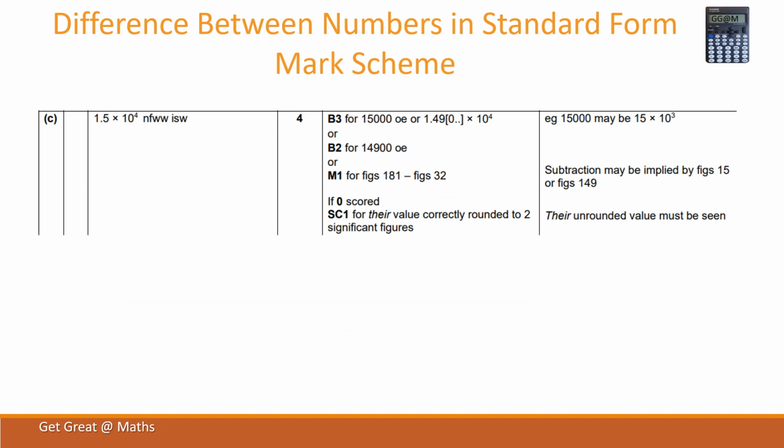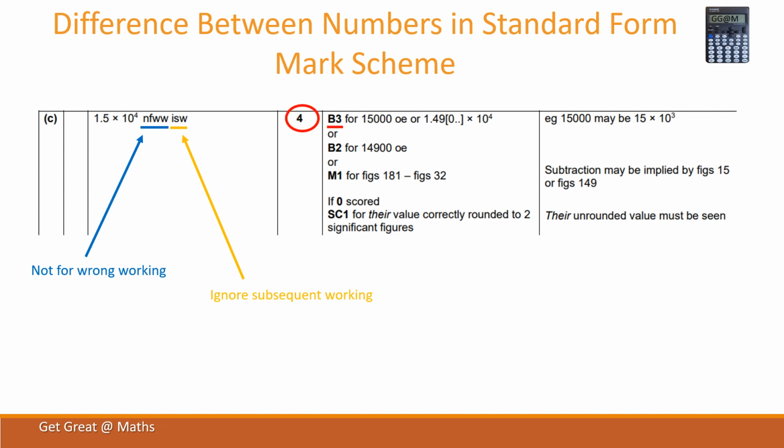Here is the mark scheme for this question. The answer was 1.5 times 10 to the 4. NFWW means not for wrong working. ISW means ignore subsequent working, which means if you wrote an answer after you got 1.5 times 10 to the 4, that can be ignored. This was worth 4 marks in total.